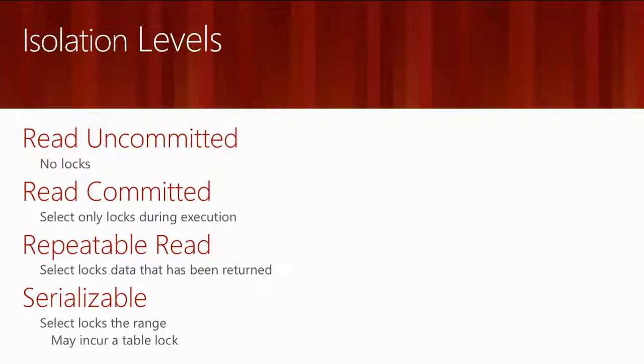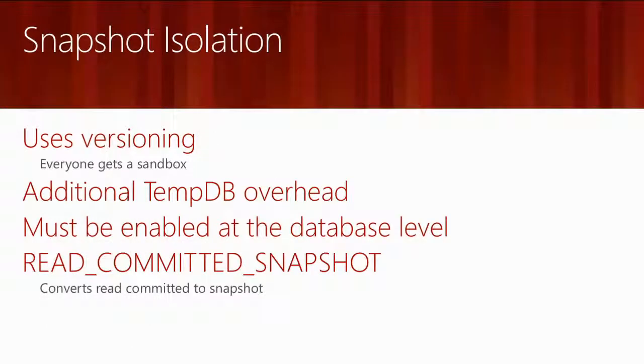And if I have an index, which I actually did in that case, it could then just lock that portion of the index. If there is no index, then it must go ahead and just lock the entire table. You also have snapshot isolation. The way that snapshot isolation works is based on versioning.